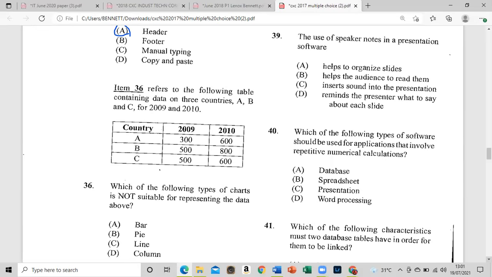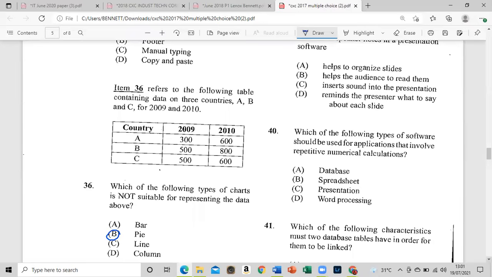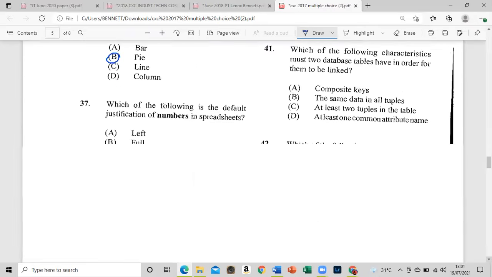Alright, let's move on to 36. Which of the following types of chart is not suitable for representing the data above? And we did that already. Pie chart, right? This makes no sense because they're two different things here. We are not going to represent that on a pie. Let's move on to 37 without further ado.